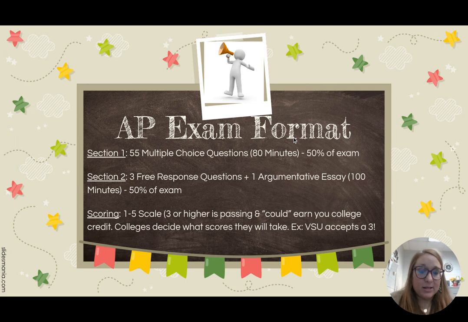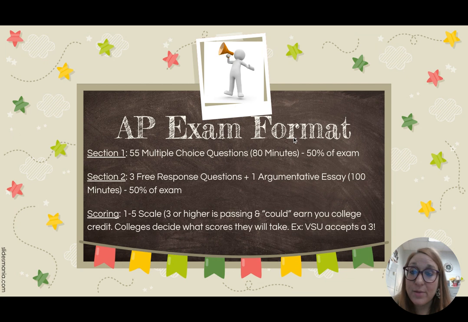Now, how the AP exam scoring works: they take the test in May. They won't get their scores back until July. In July, they'll get their scores back, and they'll make anywhere from a 1, 2, 3, 4, or 5. A 3 or higher is considered passing, like you've passed this college course pretty much. But not every college accepts a 3. It really depends on the college that you're going to. Now, every college will accept a 5.